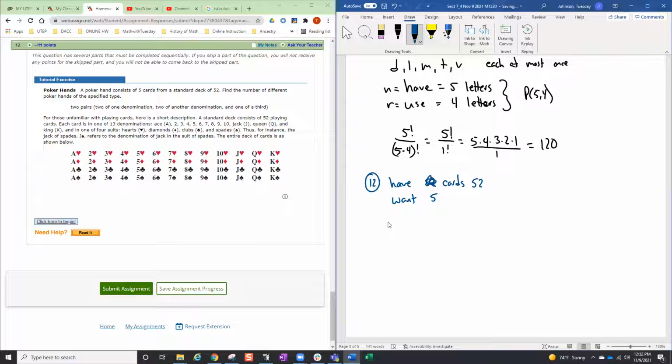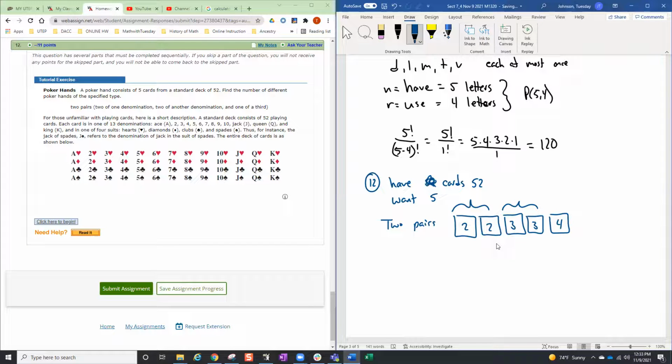Okay. So we're looking for 2 pairs. So 2 cards of one denomination, 2 of another denomination, and 1 of a third. For example, we might have a 2, a 2, a 3, a 3, and a 4. These 2 have to be the same number. These 2 have to be the same number. And this one has to be different. But these 2 pairs can't be the same number, right? We can't have 2s and 2s. Can't have 2 pair of 2s. That's 4 of a kind.